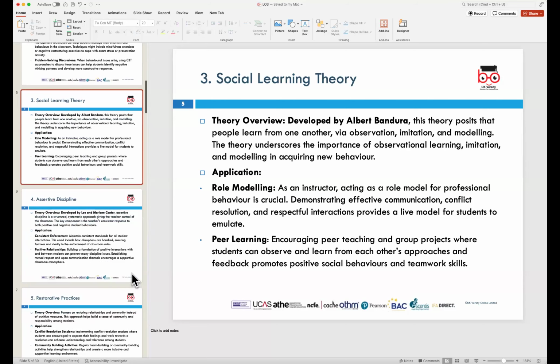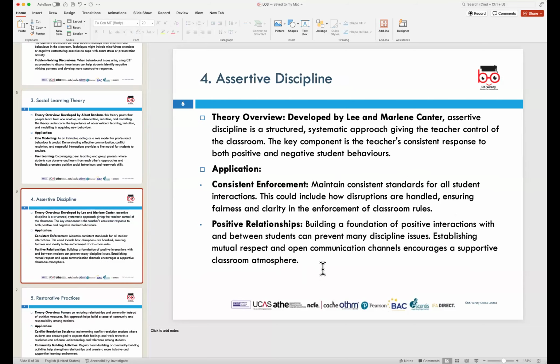Now, there are lots of these theories. One of the others is assertive discipline theory, which was developed by Lee and Marlene Canter.